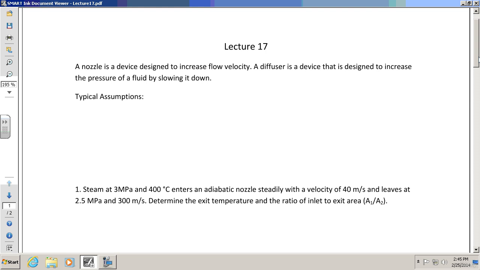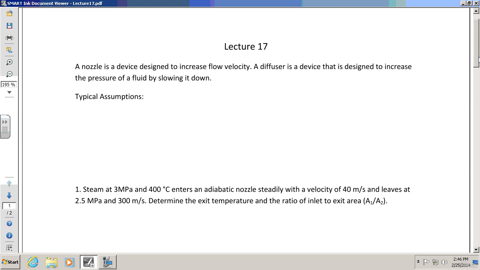Now, a diffuser is the opposite, basically. It's trying to slow down flow, but really it's doing so to increase the pressure of the flow. So it's the opposite effect. You've got pressure and you've got velocity. If the pressure goes up, the velocity goes down. If the velocity goes up, the pressure goes down.